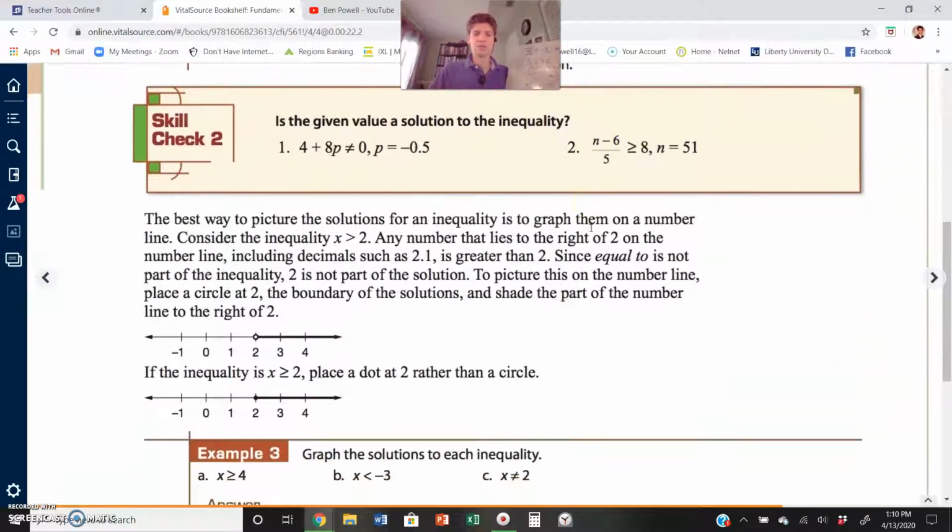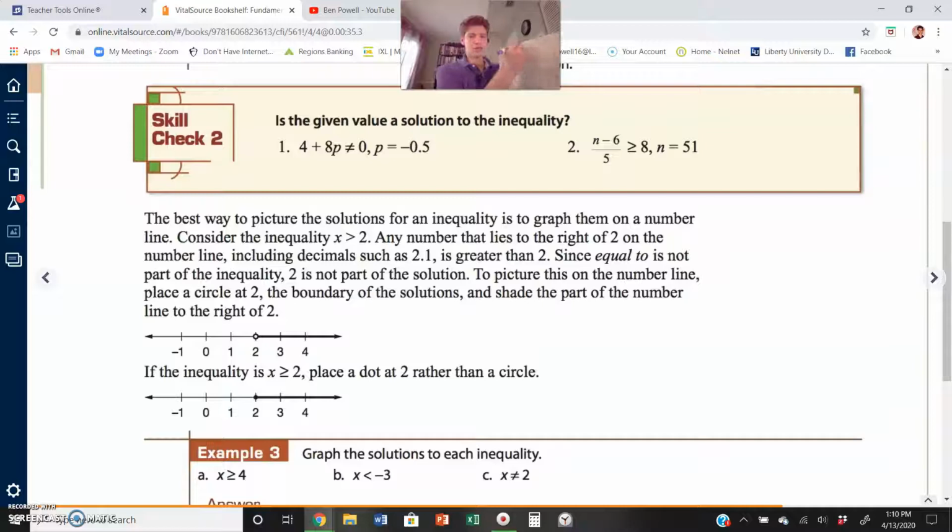Skill check number 2. 2 questions. See if you can solve those on your own. It's just going to be a yes or no answer. See what you can get. All right. Hopefully you pause and figure that out. Let's take the first one.